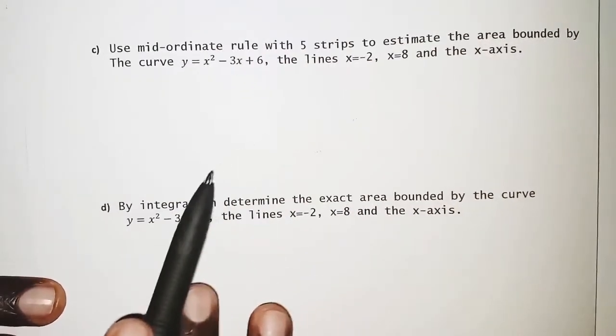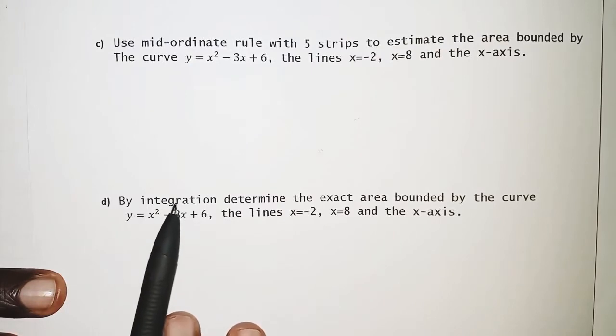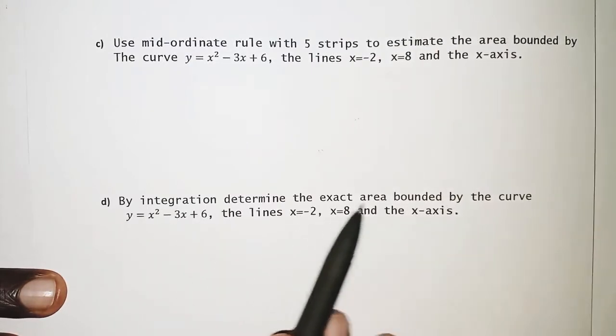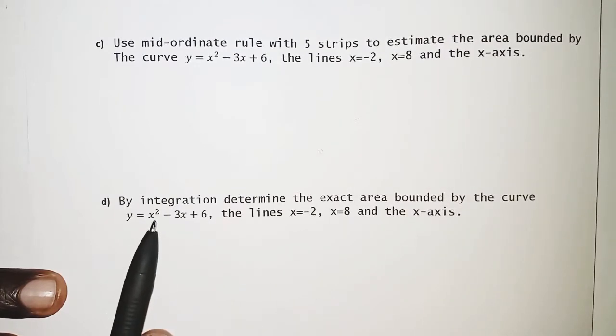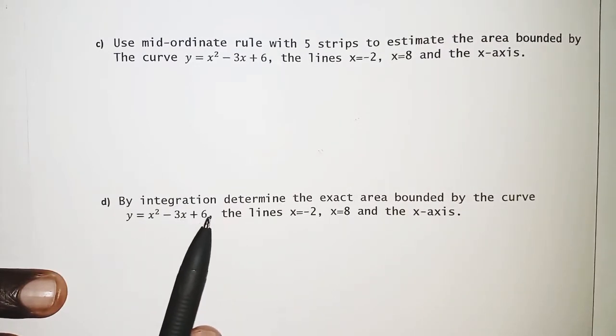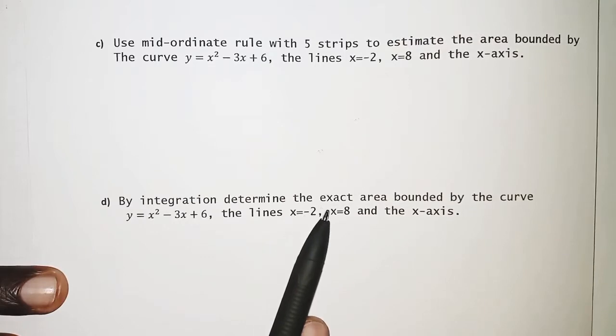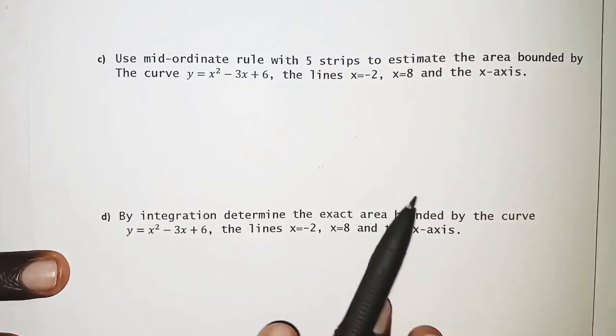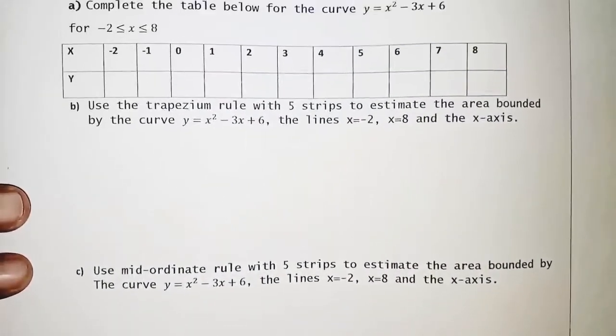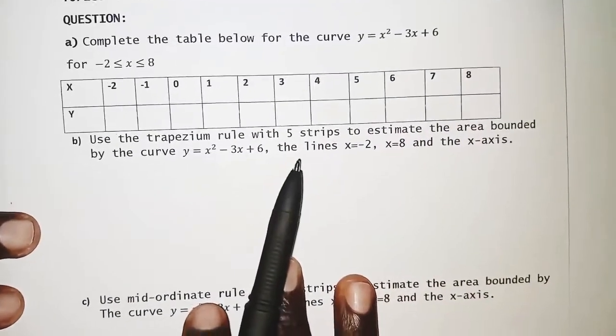And then part D, we are going to determine the exact area by integration. The area bounded by the curve y is equal to x squared minus 3x plus 6, the lines x is equal to -2 and x is equal to 8, and the x-axis. So, let's write the solutions.